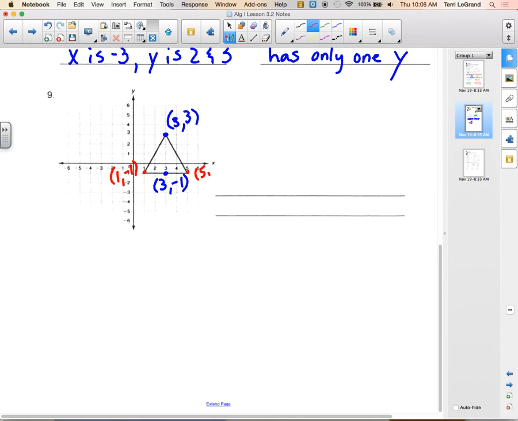5, -1. When x is equal to 5, does it have any other y values other than that -1? No. Okay, well, what other x values do then? You just told me there were an infinite number of them that do. Well, I just found a couple that don't. So what are the ones that do then?